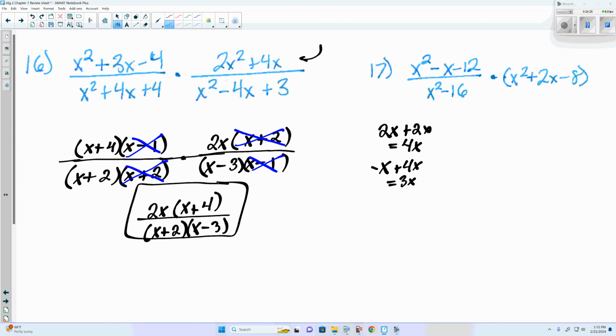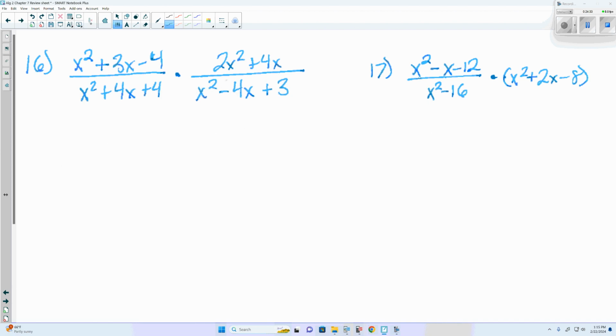Questions on 16. How do we feel with multiplication? Good? Let's do one more, because I think 17 is the last multiplication problem before we do division. Now, the x squared plus 2x minus 8, even though it doesn't have a denominator, it's over 1.